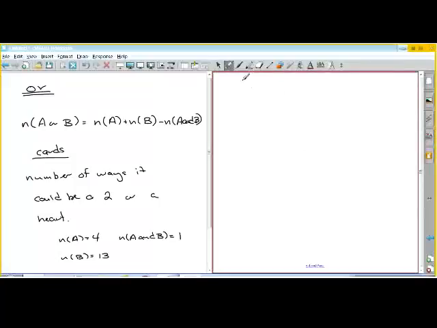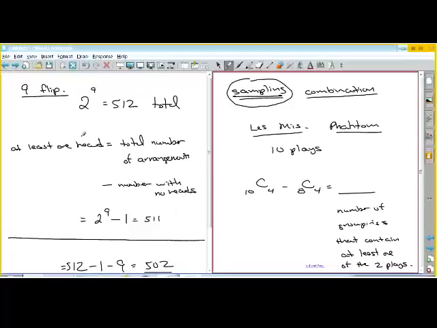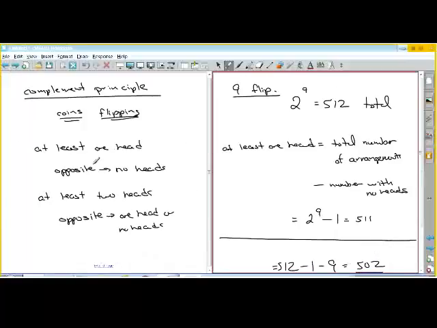And the final question is, write out the opposite statement. This goes along with these examples. For example, here, the opposite of at least one head is no heads.